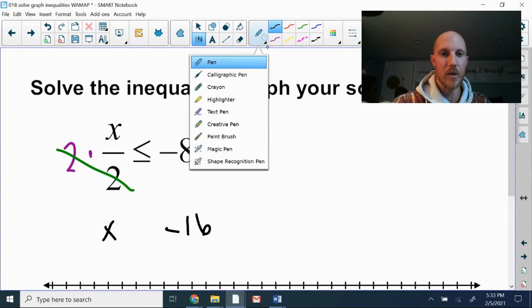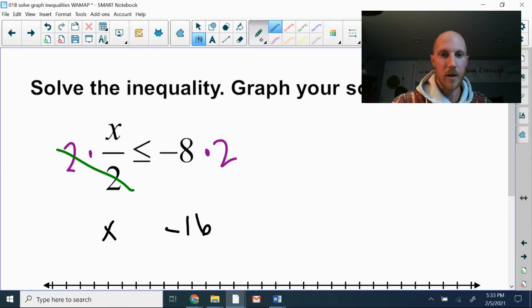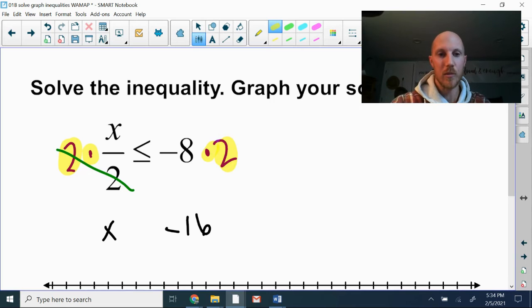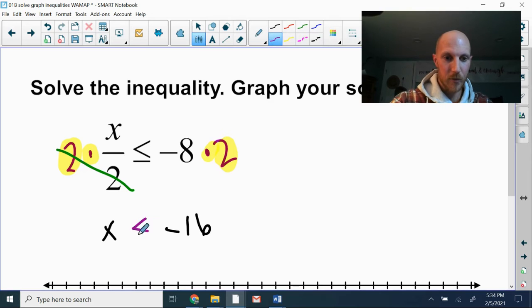Now let's think about that symbol. My operation was multiplication, but I multiplied by positive 2. Okay, if I'm multiplying by a positive number, nothing happens to the symbol. It does not matter that there's a negative number in the problem and it got multiplied by 2. My operation was multiplying by positive 2. So this symbol is going to stay exactly the same as it was.